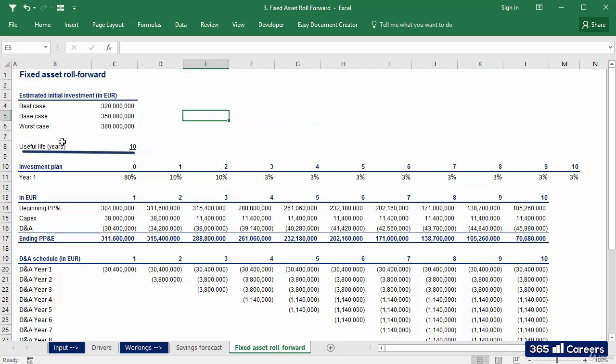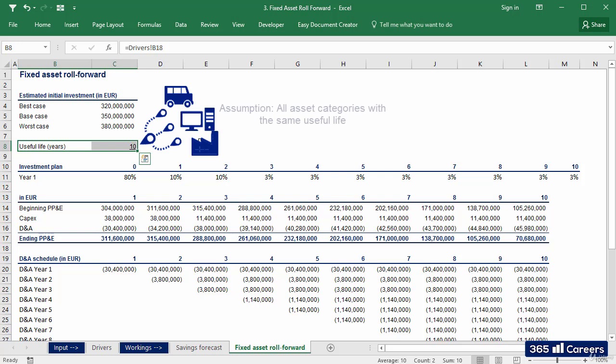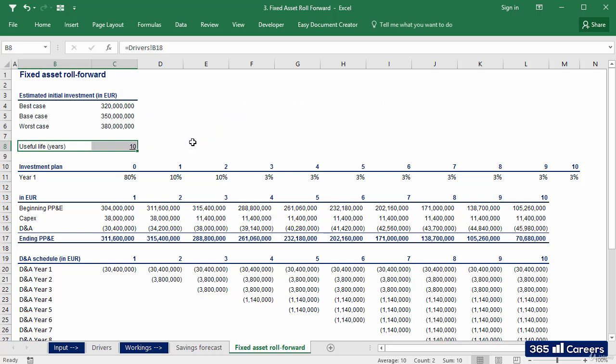The estimated useful life of the plant is 10 years. For simplicity, we'll assume all assets the company will invest in will be depreciated in 10 years. That's not how things work in practice usually, as there are different asset categories, but this will be a good enough approximation for the calculation we're making here.